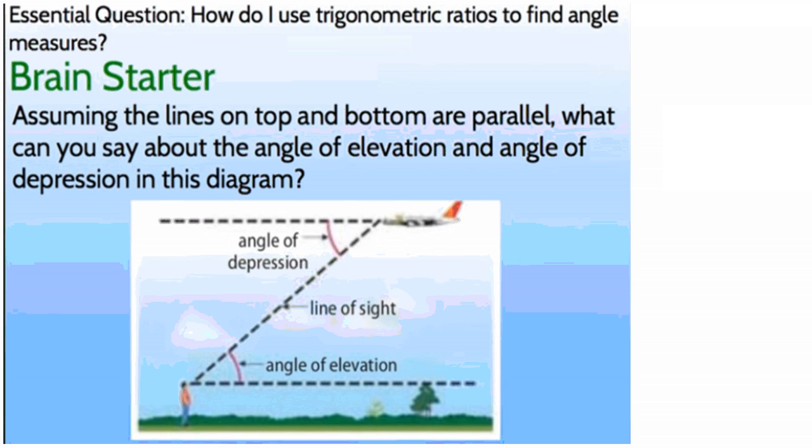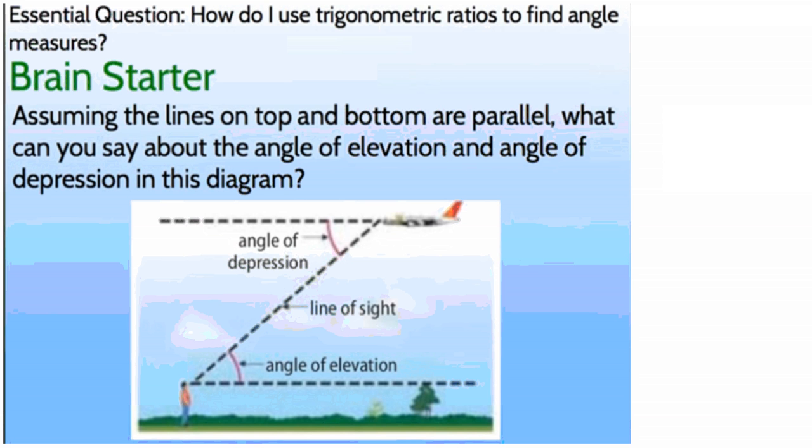Our essential questions have been, how could we use trigonometry and trigonometric ratios to find missing angle measurements and to find missing side lengths? And so we've been working with triangular features, and especially your right triangular patterns, and looking at how they play out in real life.